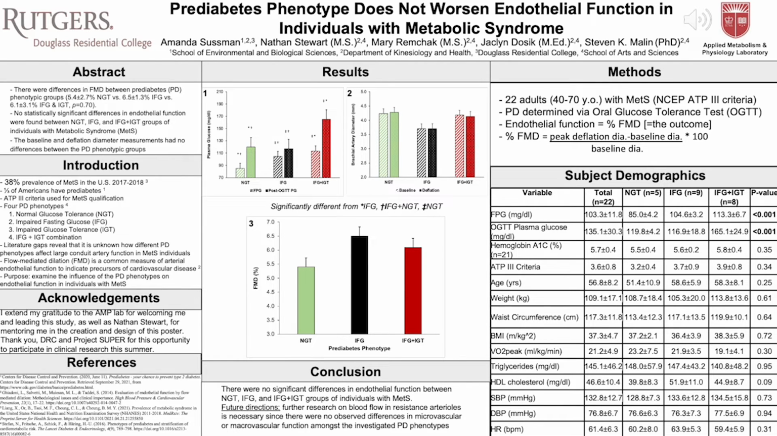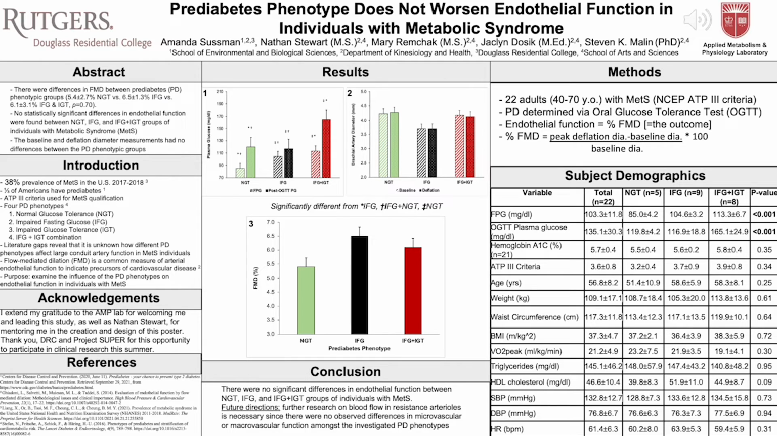Graph 3 shows the average percent FMD for each PD group. NGT has an average of 5.4% FMD, IFG has an average of 6.5%, which is the highest of the 3 groups, and the combo IFG plus IGT has an average of 6.1% FMD. There are differences in percent FMD between PD phenotypic groups, but these differences are not statistically significant.